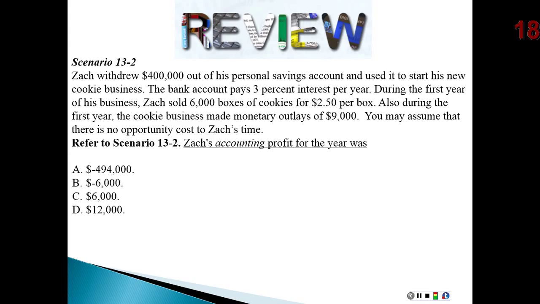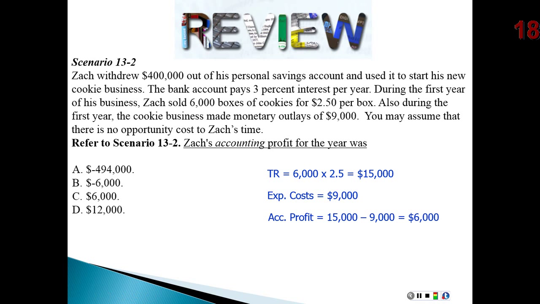Well, to figure out his accounting profit, what are we going to need to do? We're going to need to do total revenue, which is going to be what? Well, it's going to be the 6,000 boxes of cookies, that's the quantity, times the price he gets per box, which is $2.50, which is going to be $15,000. And we're going to need to subtract what kind of cost? Just his explicit cost, which the problem makes very easy. They tell you exactly what his explicit costs are. It's exactly $9,000. And so $15,000 minus $9,000, the accountant would tell him his profit for the first year was $6,000. Pretty straightforward.